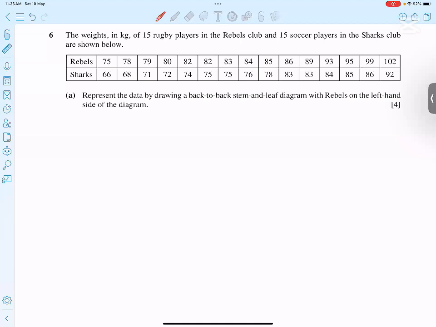Question number 6, students. We have weights in kg of 15 rugby players. So we have two clubs: one club is R, one club is S. Two clubs that we have. So let's see how we can do it. There, we can see the weights of the players in kilograms mentioned here: 75 kg, 78 kg, like this. I hope you got my point.